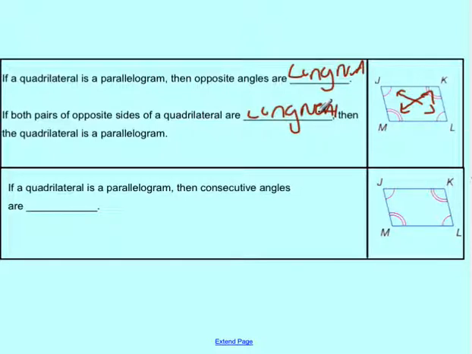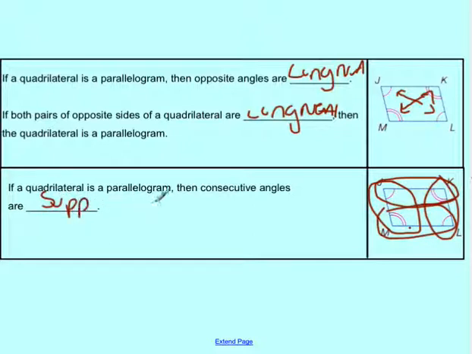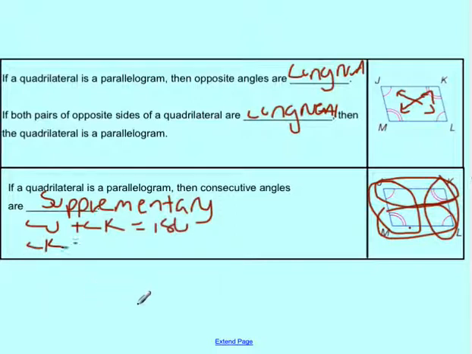If a quadrilateral is a parallelogram, then consecutive angles are supplementary. So those two need to add up to 180. Those two need to add up to 180. Those two and those two. So they are supplementary. Just as a point to ourselves, angle J plus angle K needs to add up to 180. Angle K plus angle L needs to add up to 180. Angle L plus angle M needs to add up to 180. Angle M and angle J need to add up to 180. So all of those sides that go boom, boom, right in order need to add up to 180.